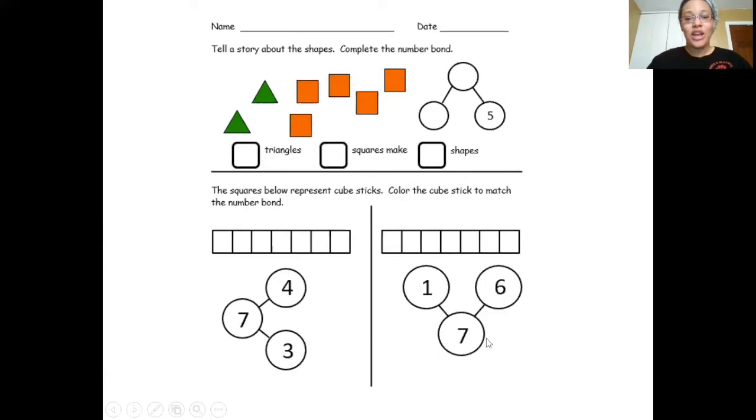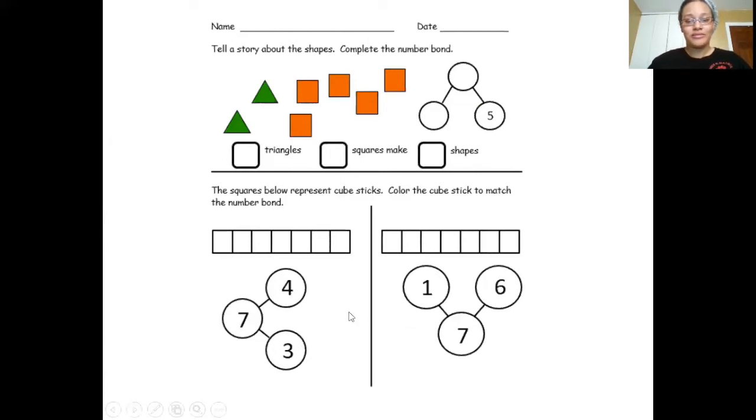So I see 2 different number bonds. And remember, your whole is here and your 2 parts. And look, the 2 parts are here, but your whole is there. So that means that we should have 7 cubes in our cube stick, or 7 squares. Let's count. 1, 2, 3, 4, 5, 6, 7. Great, because our number today is 7. So you're going to take out your two color crayons and color to match your two parts.